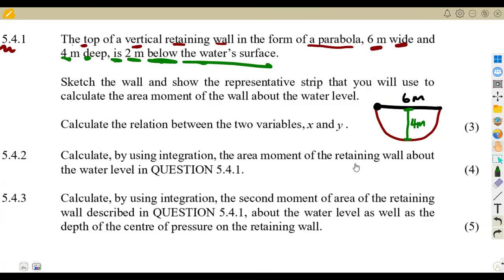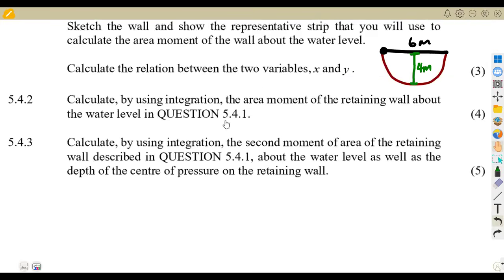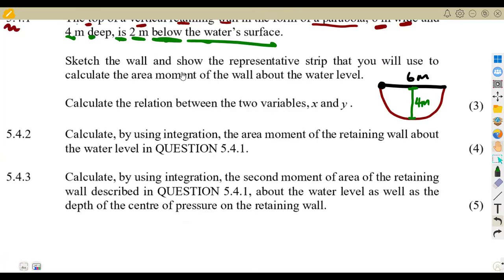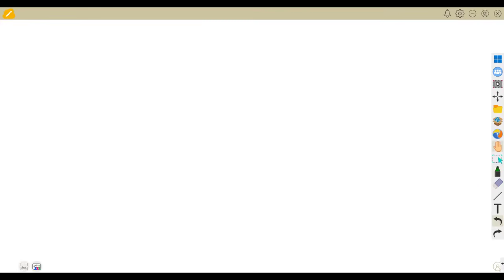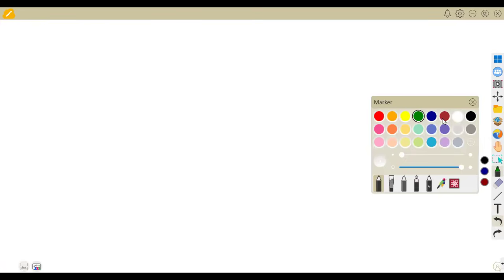If it is 2 meters below, it's like this, because here we are definitely going to sketch this and that. We represent our strip that we're going to use for the area moment. I'm going to talk about the relation between the two variables, x and y. But I want us to understand this first. Like I said, I use the x-axis as the water level.